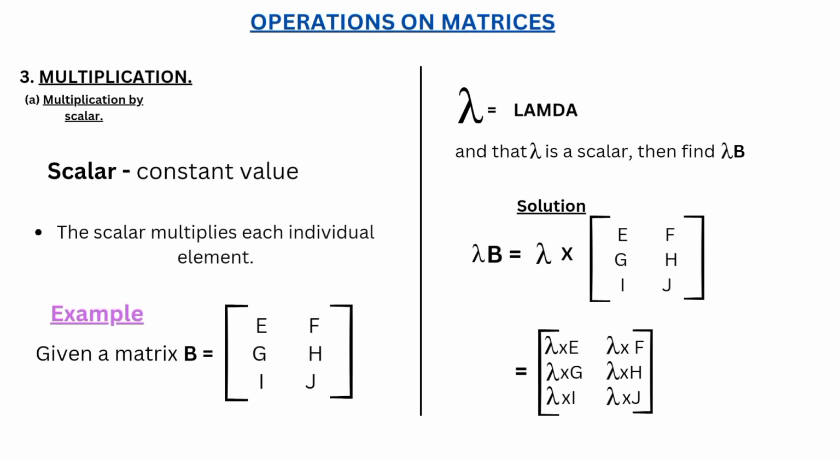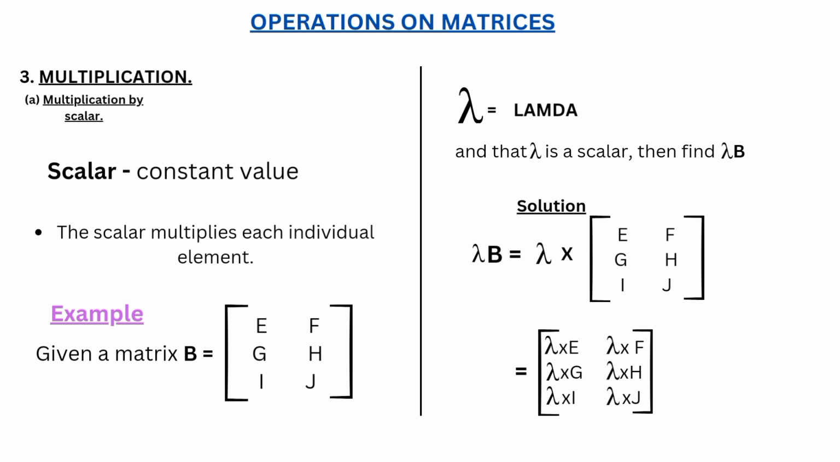So the next thing we're going to talk about is multiplication of matrices. And multiplication of matrices is subdivided into 2 parts: multiplication by scalar and multiplication of two matrices. So we're going to start with multiplication by scalar. A scalar is a constant value. The scalar multiplies each individual element.